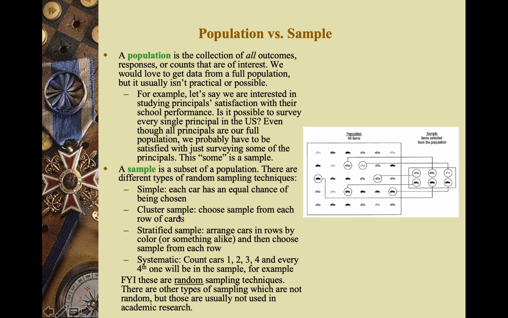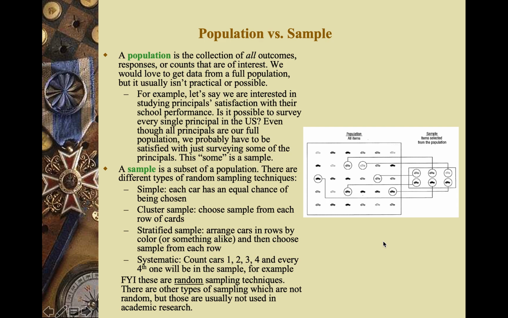A cluster sample, an example in terms of the car situation, would be you're choosing a sample from each row of cars. So you choose one from here, one from here, one from here, one from here, one from here, one from here. Or those are columns. Rows would be one from here, here, here, and here.